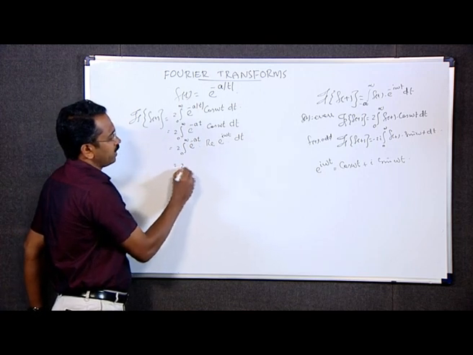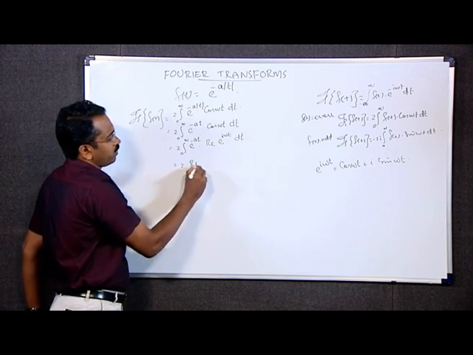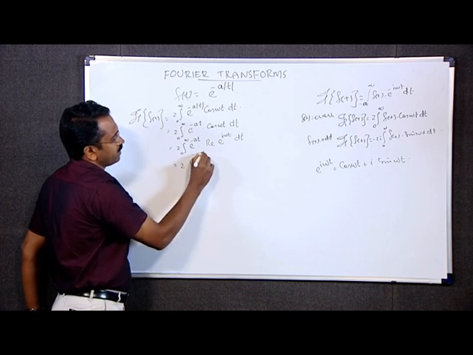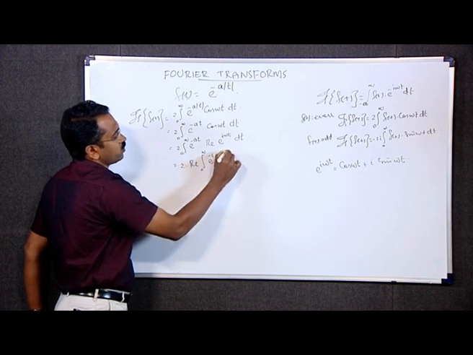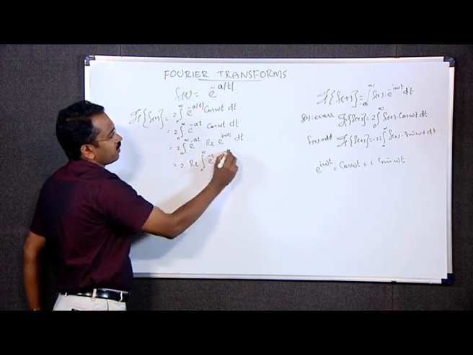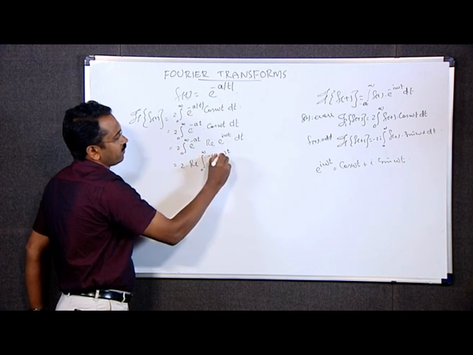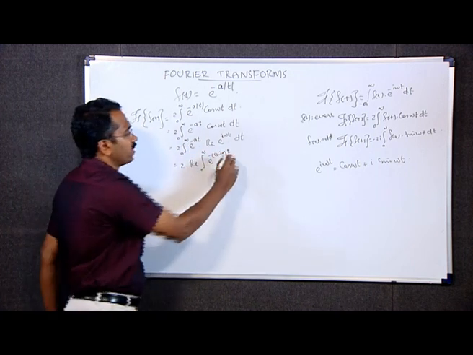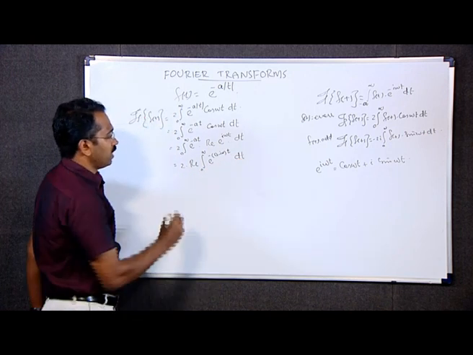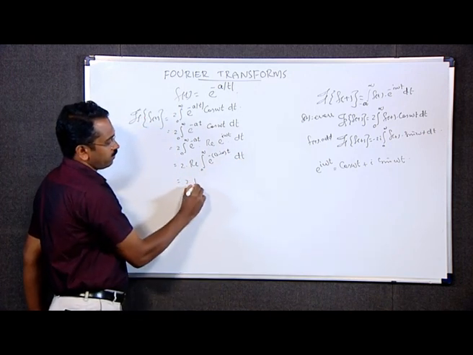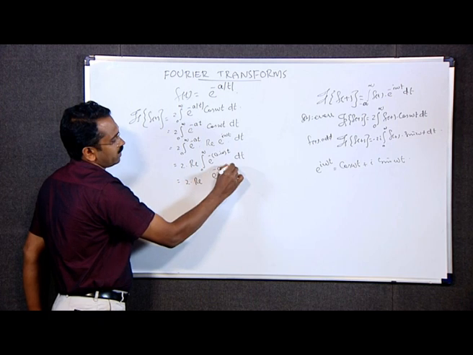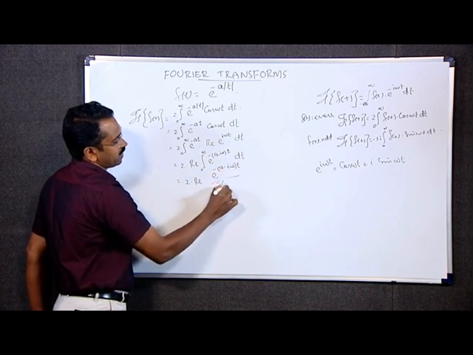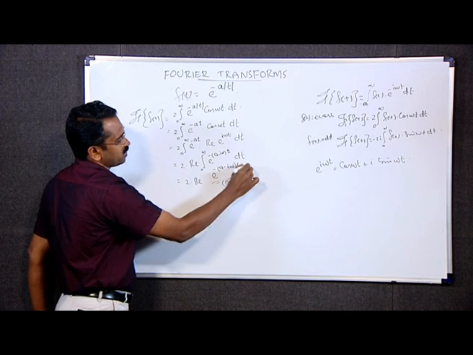That is 2 times the real part of the integral from 0 to infinity of e raised to, here we can write, minus t into a minus i omega, dt. On integration, we get 2 into the real part of e raised to minus of a minus i omega t divided by minus of a minus i omega between the limits 0 and infinity.